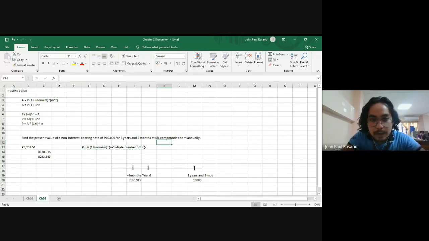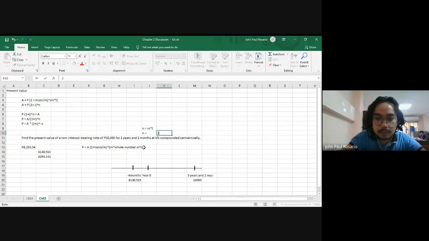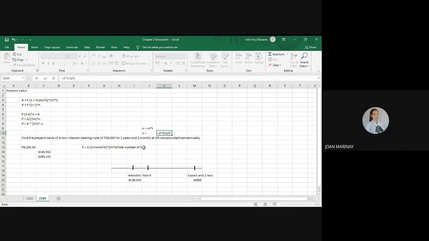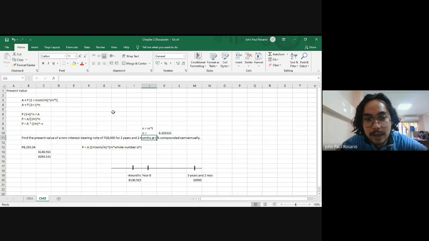Before natin siya kompletuhan. Di ba guys, ang n nato is equal to m times t, right? Now here, atong n is actually 2 times 3 plus 2 over 6. Tama? Yes, sir. Okay, so meaning fractional siya.